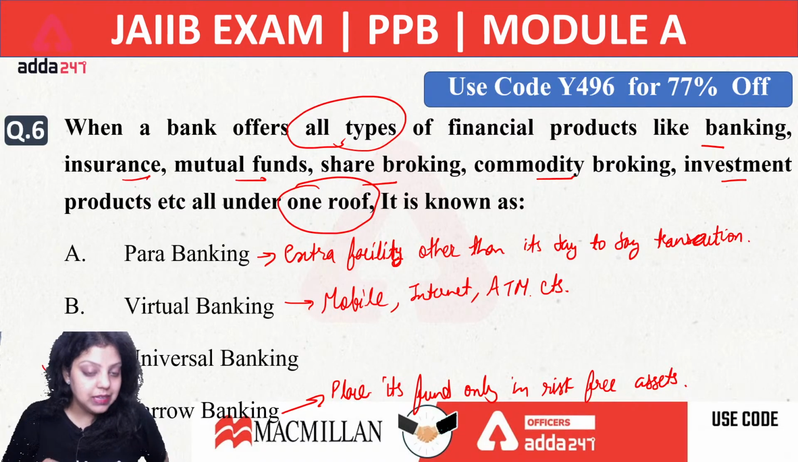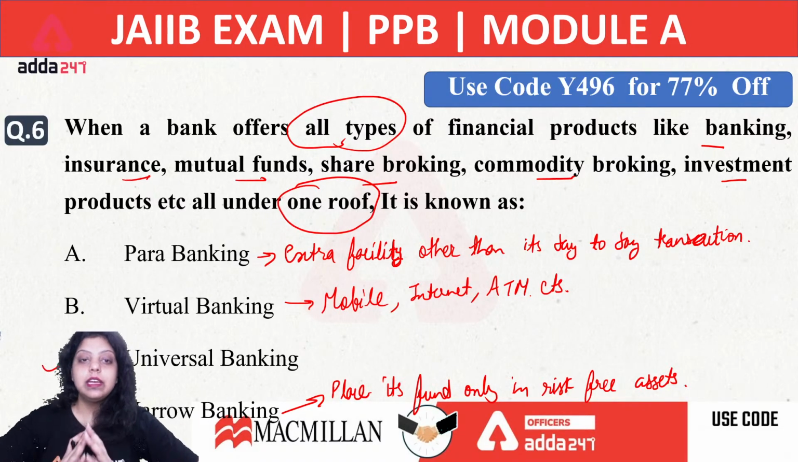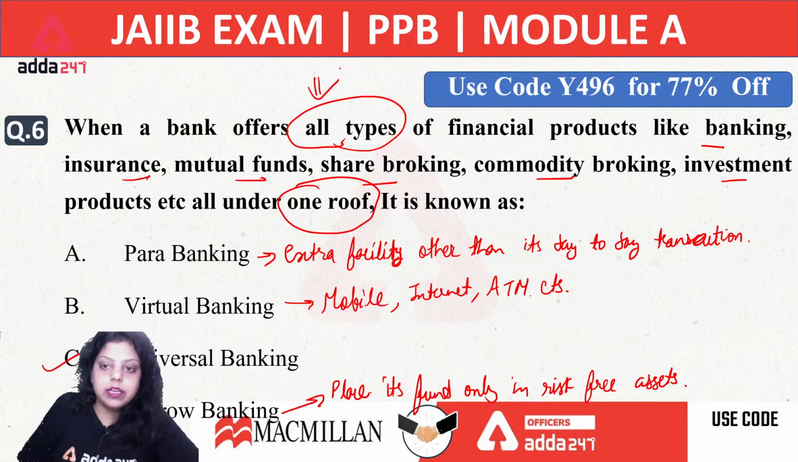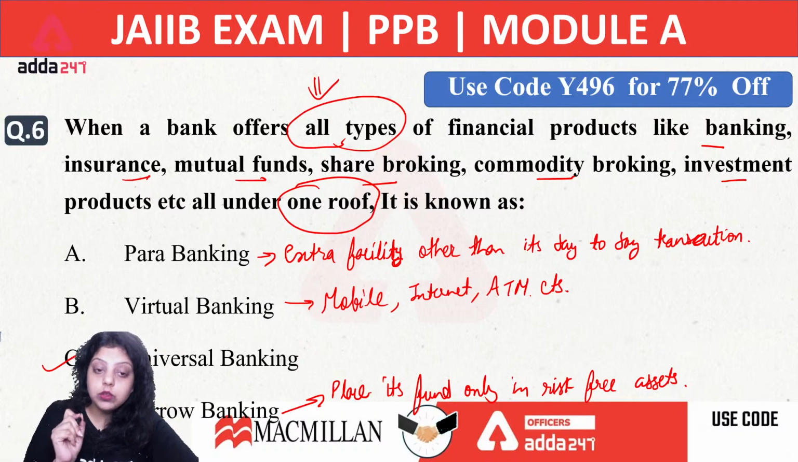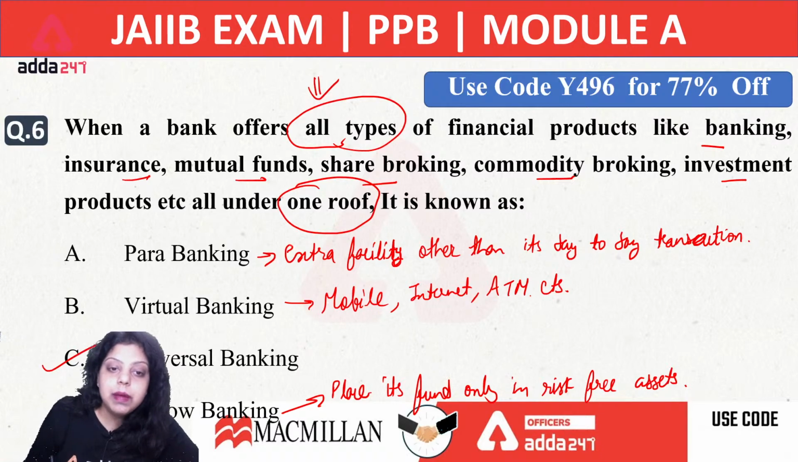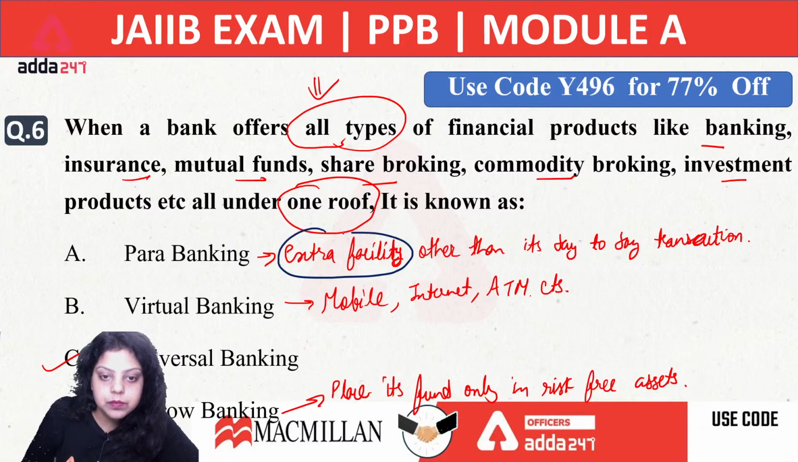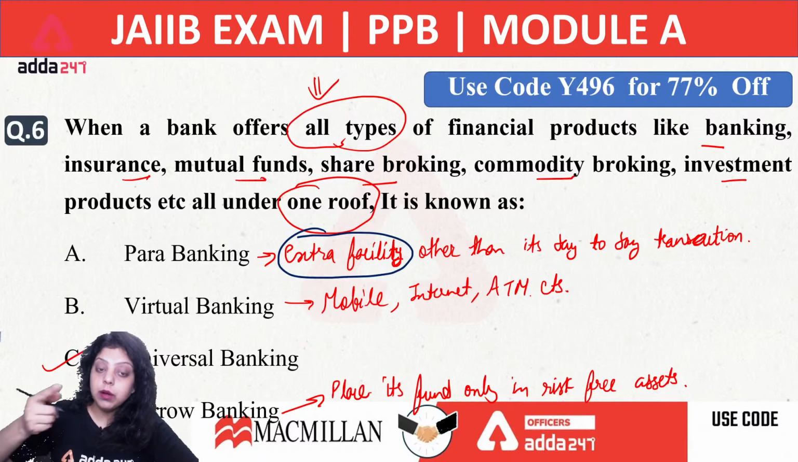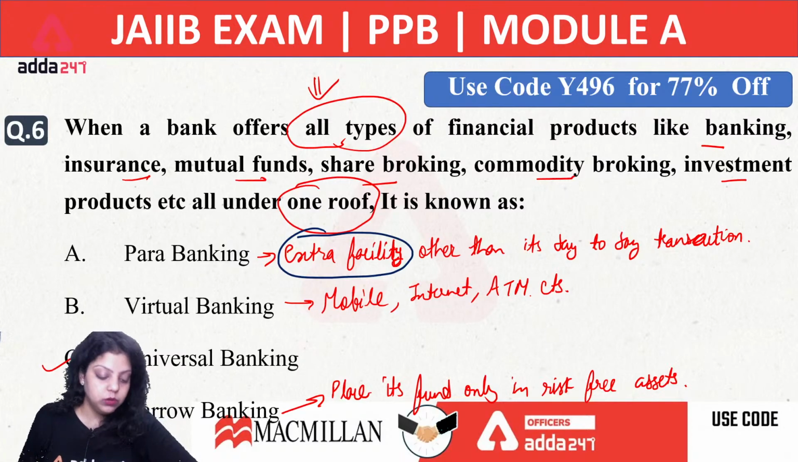Okay, everyone is saying they don't know. Let's say first of all, in universal banking, we have studied all types of financial products. Okay, focus on the keywords. In universal banking, we are seeing all kinds of financial products. But in para banking, we are seeing extra facility. It can be one or it can be two extra facilities. But when we are talking about all the extra facilities, all the benefits of financial products or services, then it will be known as universal banking.